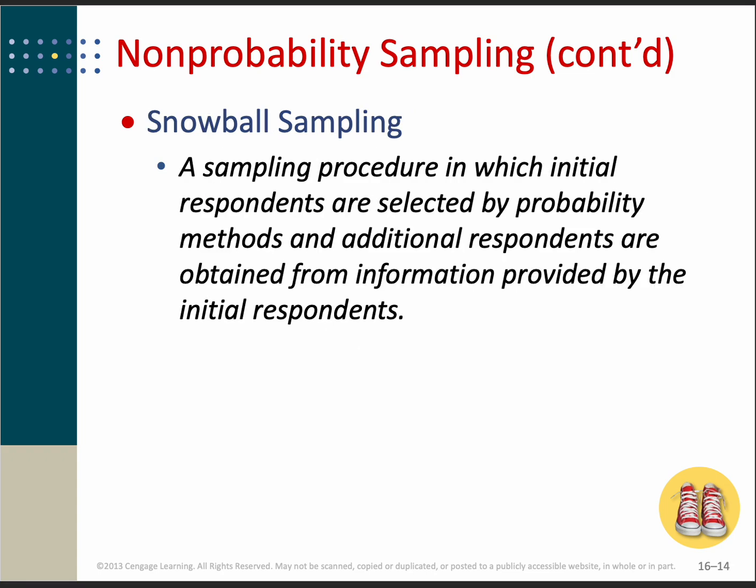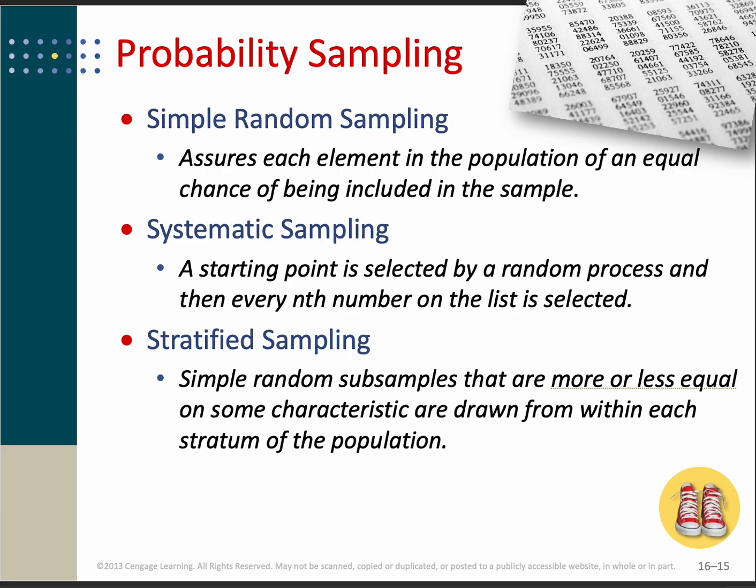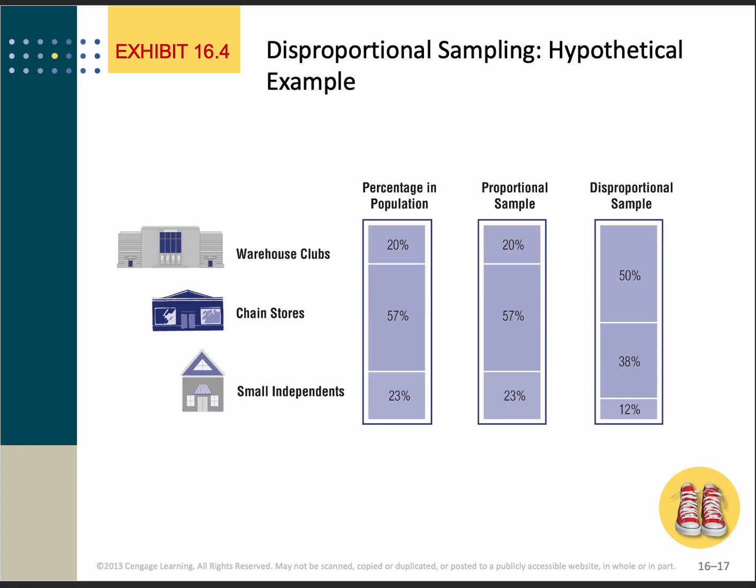So snowballing, probability sample, simple, systematic, and stratified. Again, it goes through a lot of math. Here is a disproportional sampling, hypothetical example. So if your target market or your market surveys are going to be made up of warehouse clubs, chain stores, and small independents, and these are the ratios, your sample, proportional sample, should reflect those. If it's out of balance or out of ratio, then you might have a bias toward warehousing clubs because you're sampling them more than the other ones outside of the proportion that they are of the total.